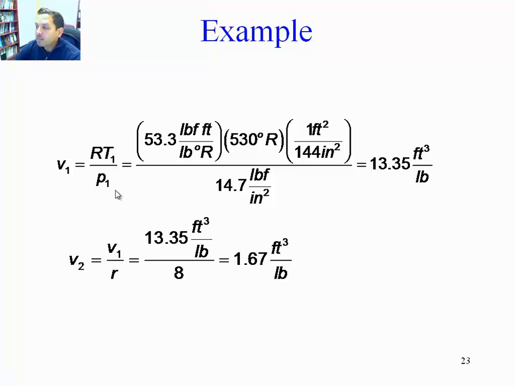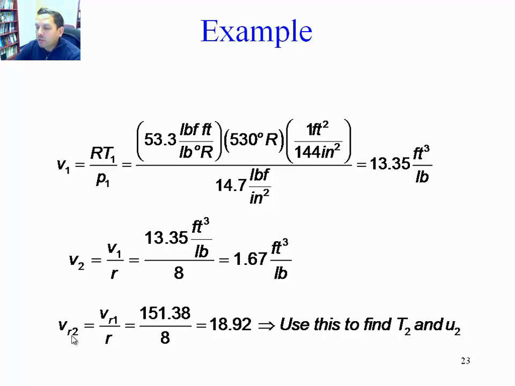Then we know for a fact that the volume at state 2 is 1/8 of that, because from 1 to 2 the piston goes up, and it goes up by a factor of 8. So basically the volume at state 2 is 13.35 divided by 8, so the specific volume at point 2 is 1.68. Basically the specific volume goes down, the density goes up. So in the process from 1 to 2, the new volume is 1.67.